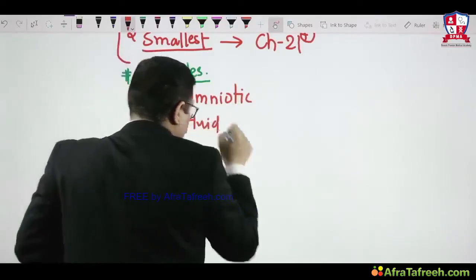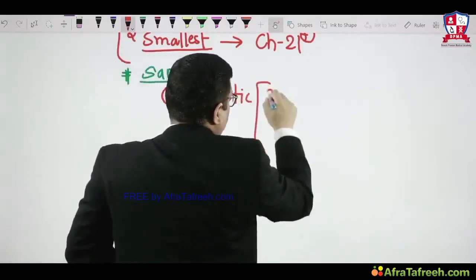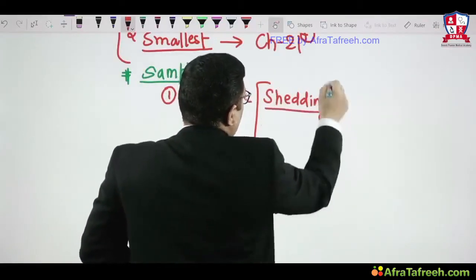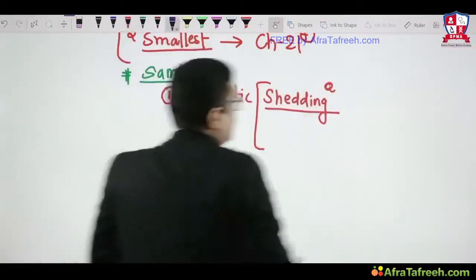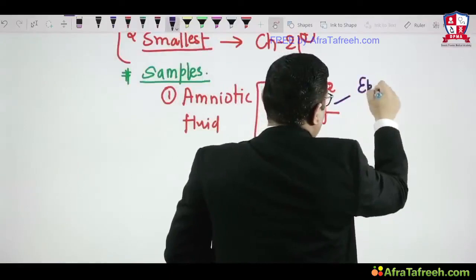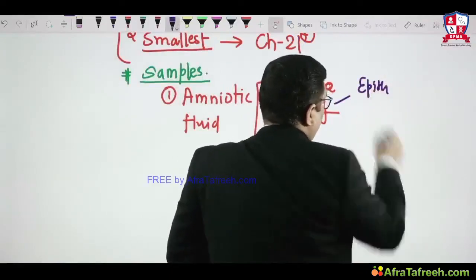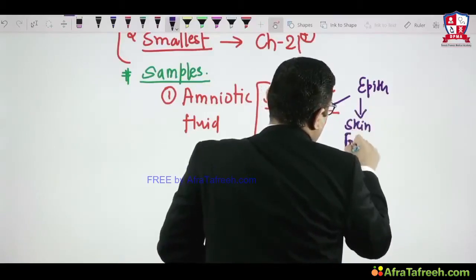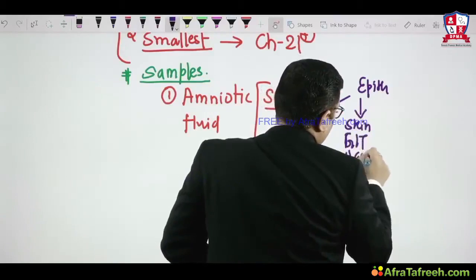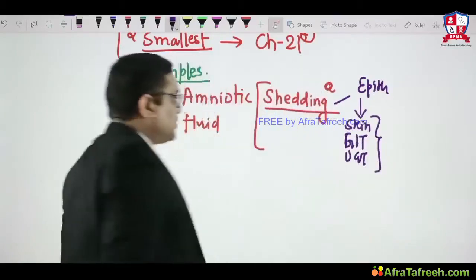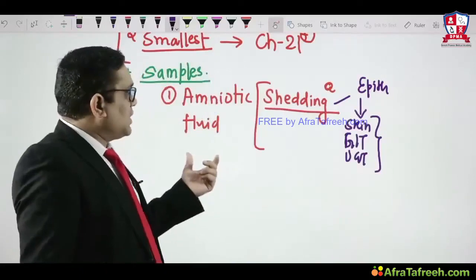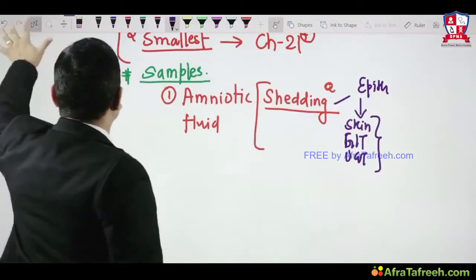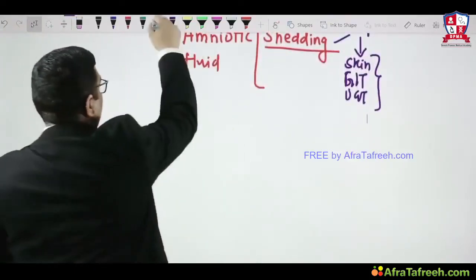In amniotic fluid, what will be there? In amniotic fluid, you will be having shedding of the epithelium. So this is important to understand what we are going to study in any amniotic fluid. Which epithelium? Shedding of the epithelium from the skin, GIT or urogenital tract. So all these organs, they will shed their epithelium into amniotic fluid for karyotypic analysis, right? So that is the important thing which we have to keep in mind. So number one sample is amniotic fluid.